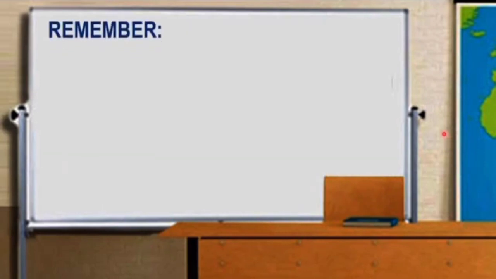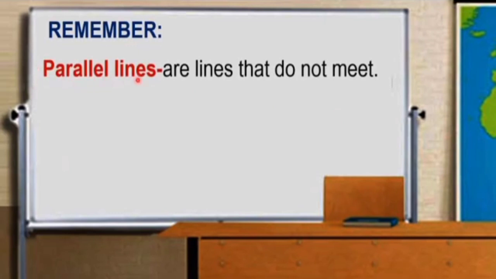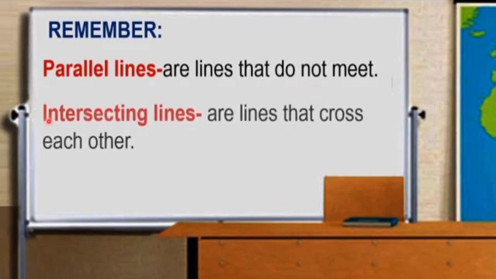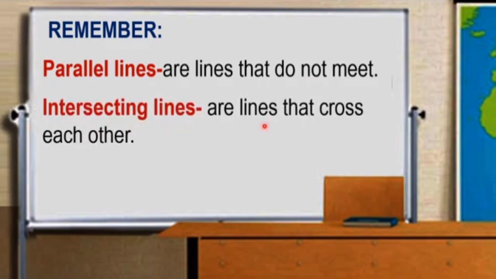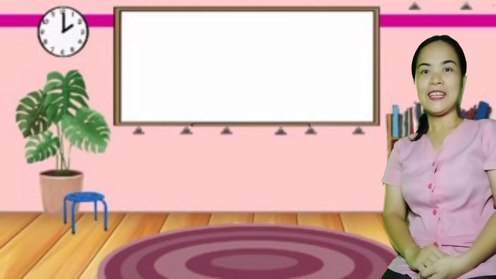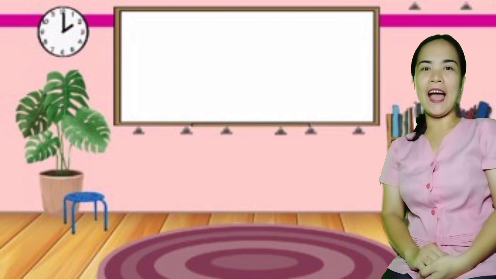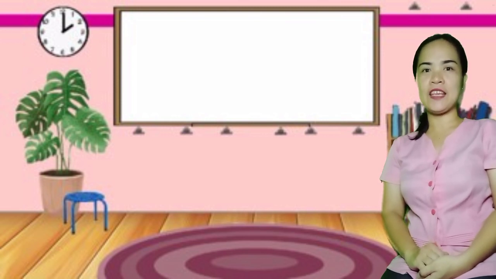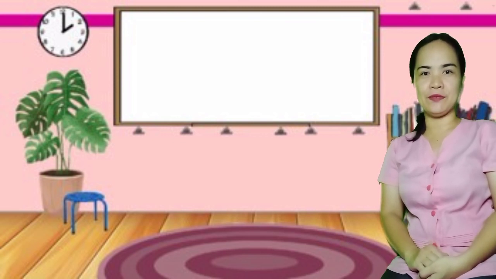Let us always remember that parallel lines are lines that do not meet. Intersecting lines are lines that cross each other. And perpendicular lines are lines that intersect and form square corners. There you have it, kids. I know that you've learned a lot on today's episode.